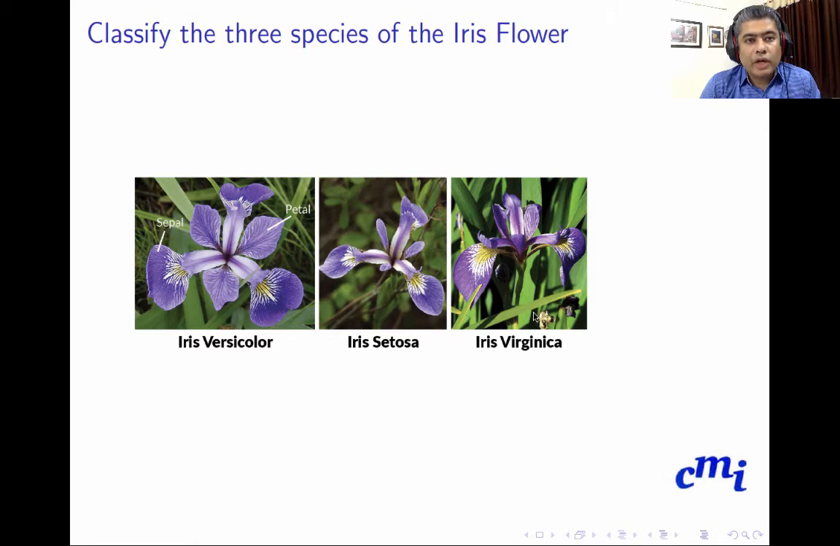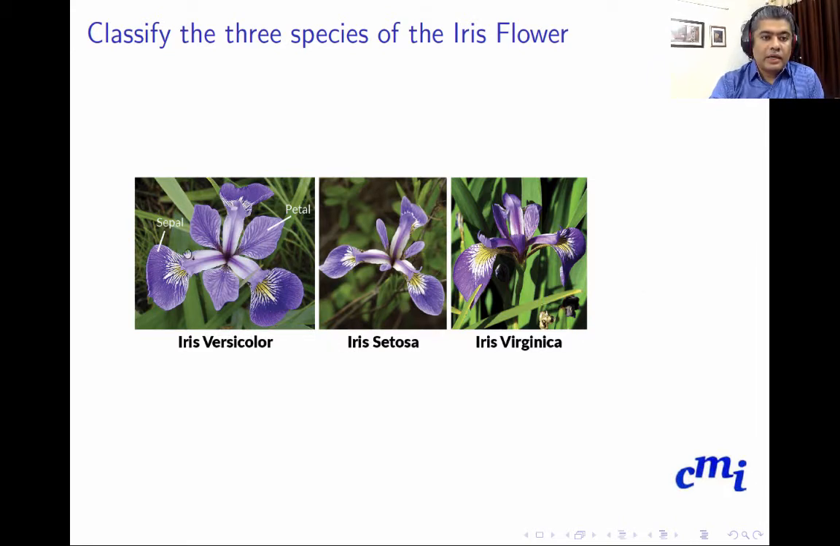Fisher's Iris flower example. In this example, the iris is a particular flower which has three subspecies. One is called versicolor, another is called setosa, and the third one is called virginica. Just visually we can see that these three flowers are very different, at the same time they belong to the same family of species. But within the same family there are three subspecies. The problem is, if I give you a flower, can you identify whether it is a versicolor, setosa or virginica?